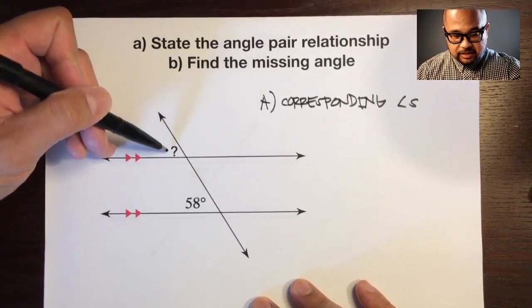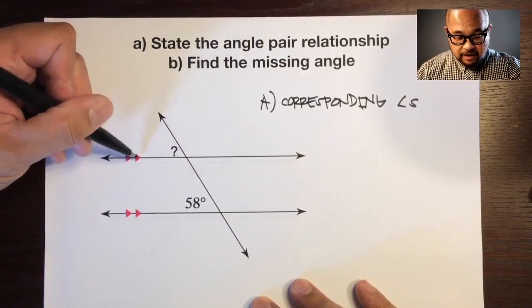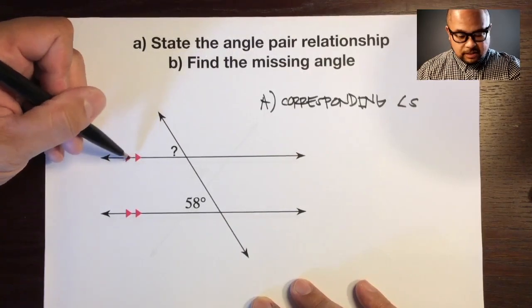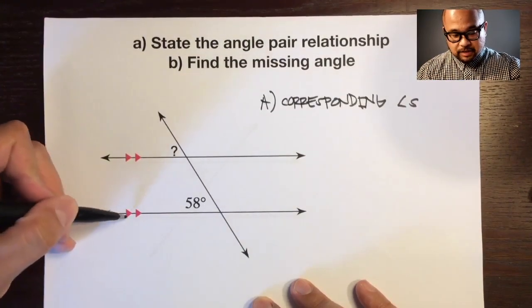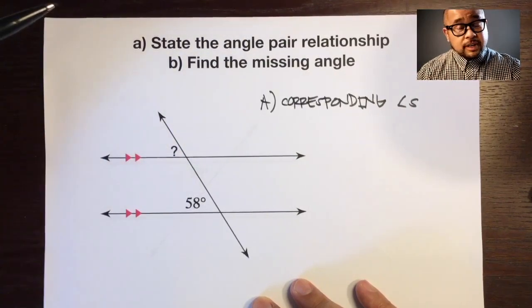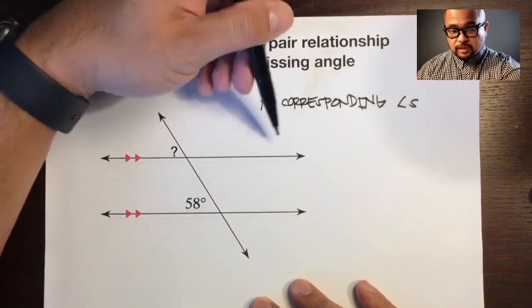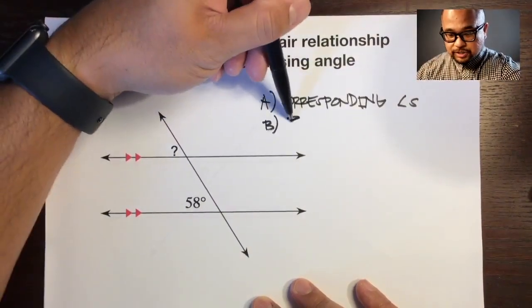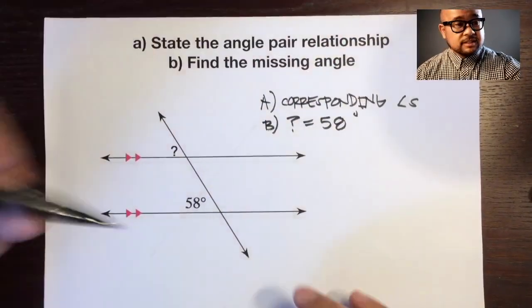Well, they're corresponding, and we know that these two lines are parallel because this line has two arrows and this has the same amount of arrows, so that means these two lines are parallel. So what do we know about corresponding angles when the lines are parallel? They are congruent. So part B, question mark, is equal to 58 degrees.